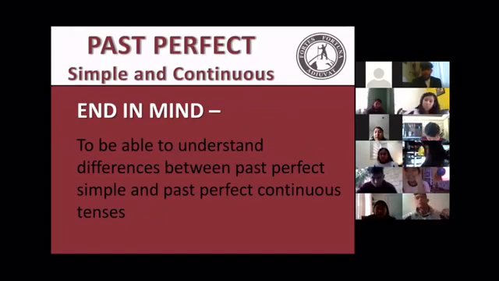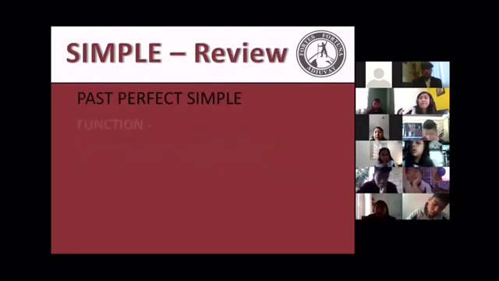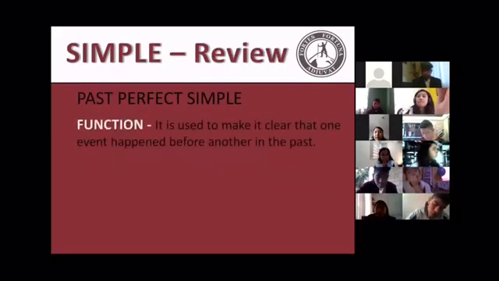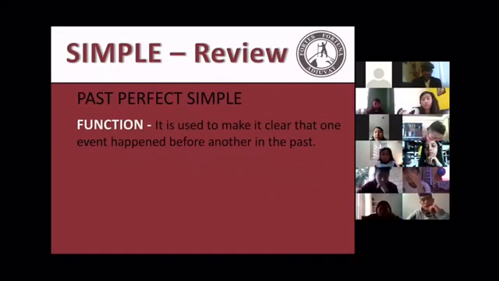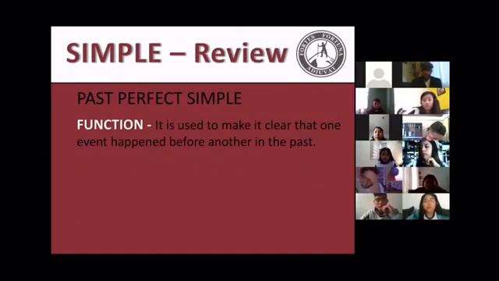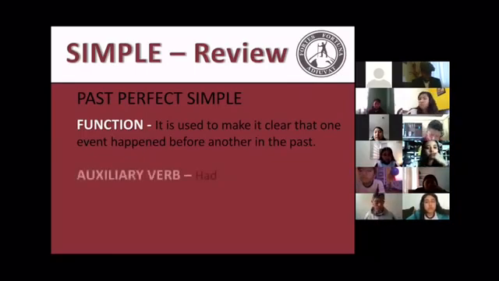Some of us forgot to use the auxiliary verb had in our sentences, so I could only give you half marks. The function of past perfect was to make it clear that one event happened before another event in the past. What auxiliary verb do we use in past perfect simple sentences? Okay, we use had as our auxiliary verb.